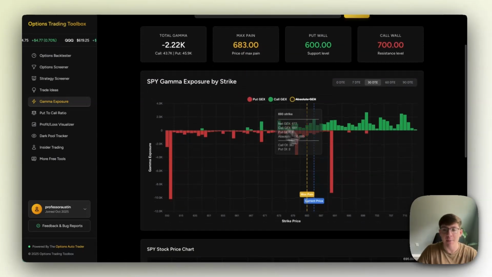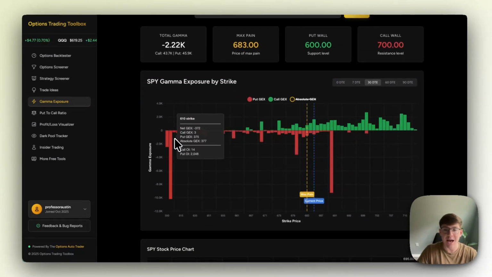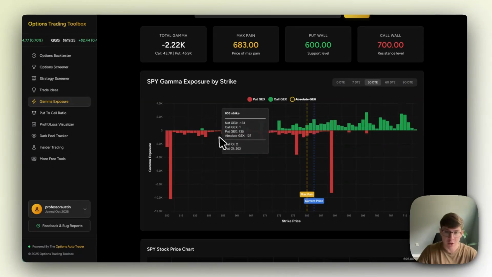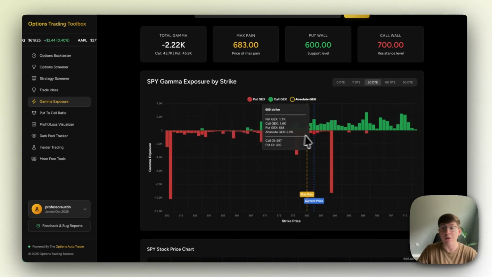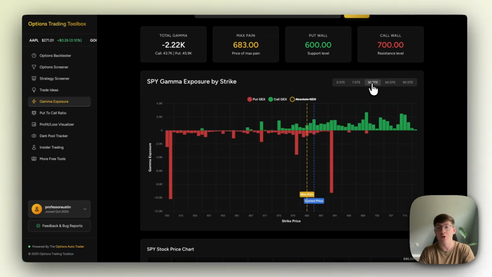If we look at this gamma exposure chart, it shows us the gamma that we're looking at for every single strike price. So if I hover over here, it shows me the $645 strike. It shows me what the net gamma is, the call gamma is, the put gamma is, the absolute gamma, and the call and put open interest. When I calculate these all together and do some math, it gives me a max pain right here of 683. That means that, as I'm looking at the 30 DTE gamma exposure chart right here for just the 30 DTE expiration, in the end of 1 month, it's likely that the stock finishes around the $683 price point.